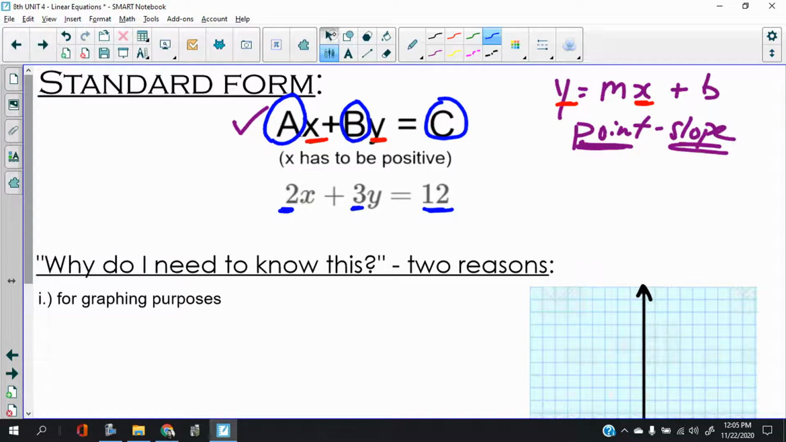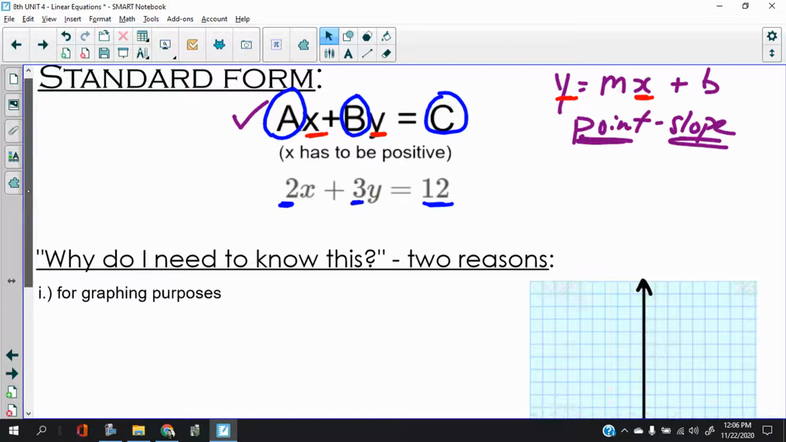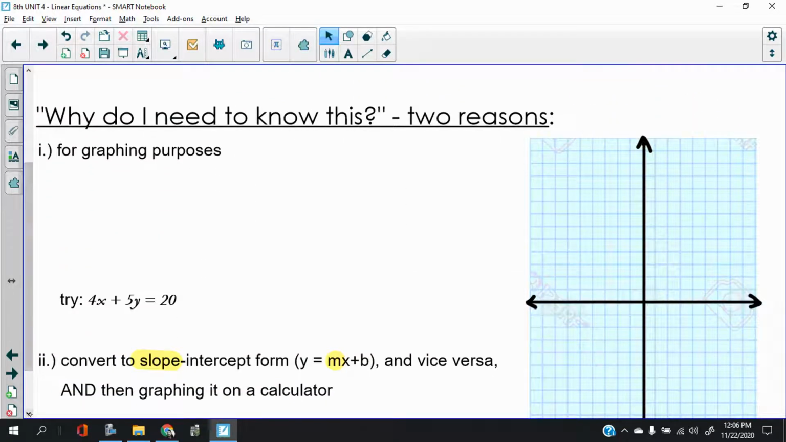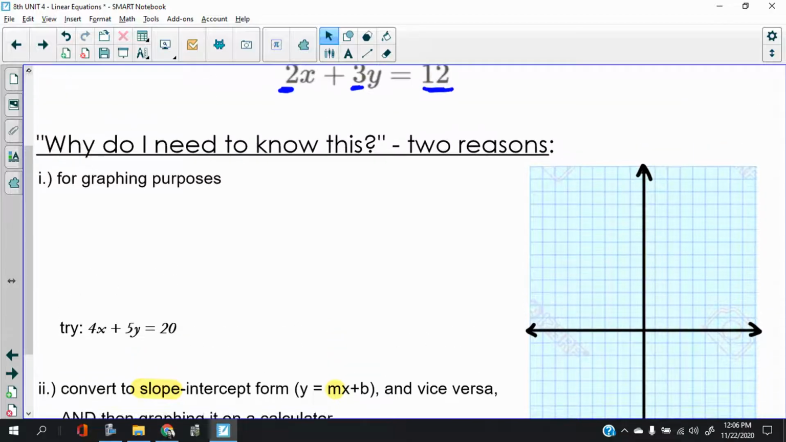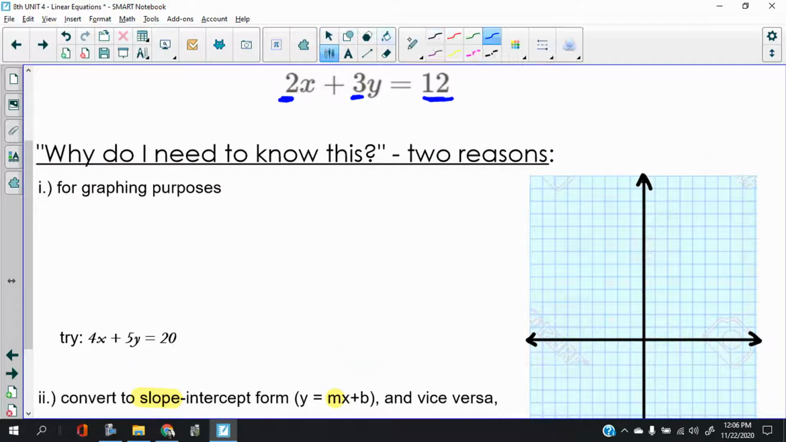Now, by this point in the unit, you might be wondering, hey, why do we have three different forms, right? And as usual, the way I answer is because there are a couple reasons you need to know that. So let's take a look. The first thing you need to know is that we can use it for graphing purposes. Meaning, if you don't have a calculator on hand, it's actually quite easy to draw this as a graph. So let me show you. What was the original equation? 2x plus 3y equals 12. So let me rewrite that.